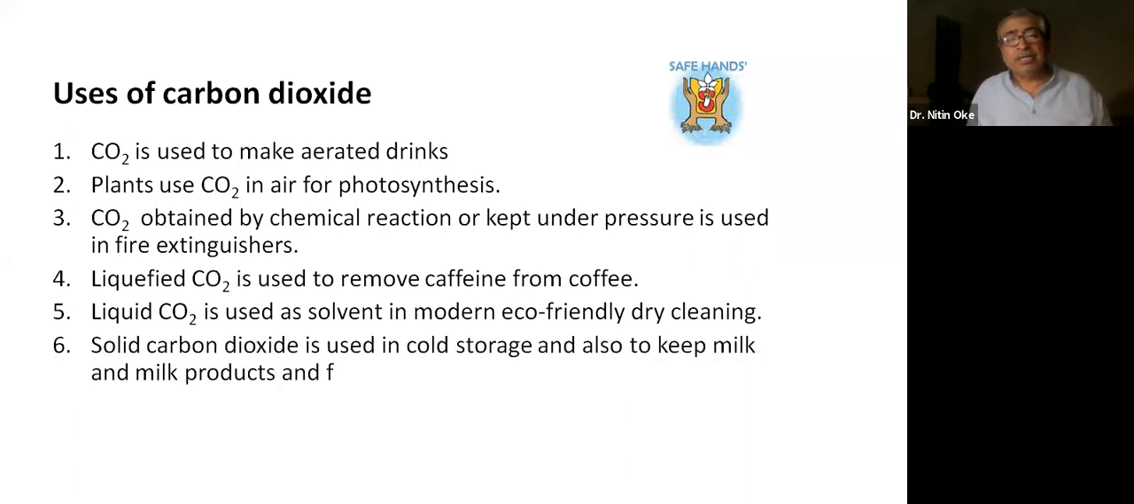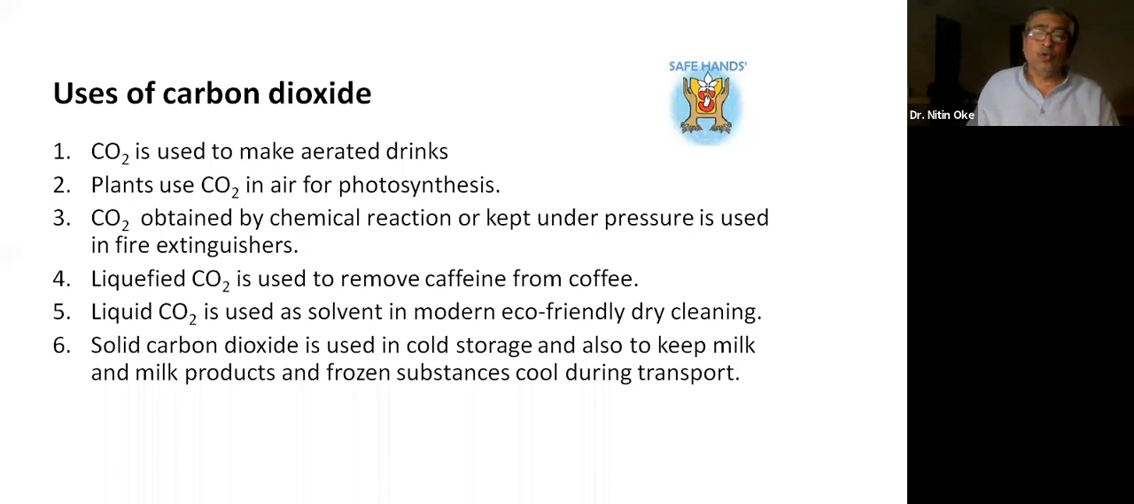There is solid carbon dioxide also. It is used in cold storage and also to keep milk and milk products and frozen substances cool during transport, even the COVID vaccines. They are kept in solid carbon dioxide, and I hope all of you know that it is also called dry ice.